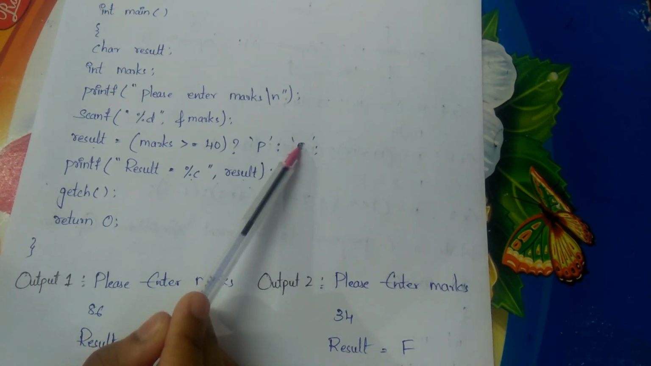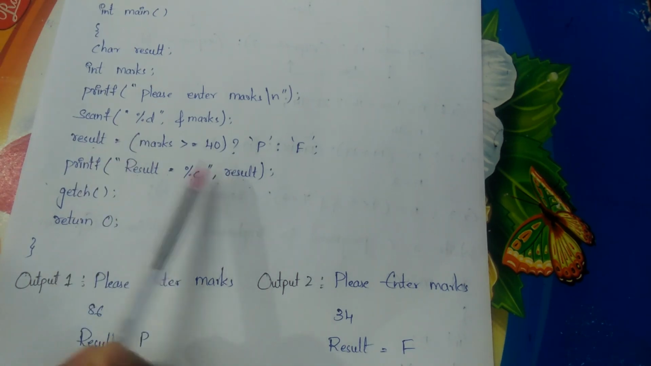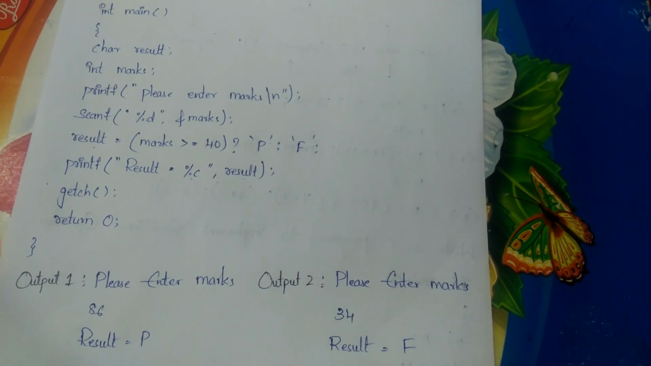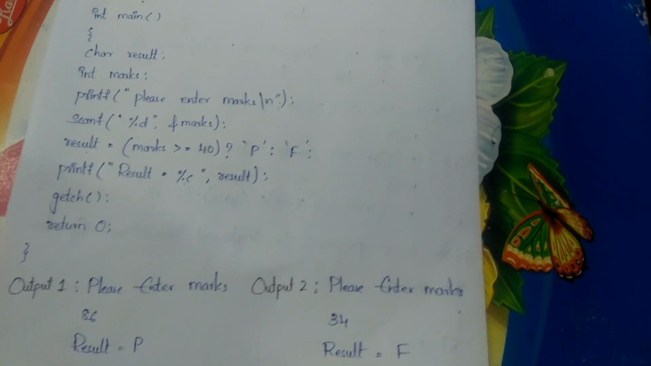So F will be executed. F will be stored in the result variable and the result will be printed here. So after entering the marks, result equal to F, nothing but fail. The person has failed in this subject. So this is about the conditional operator.